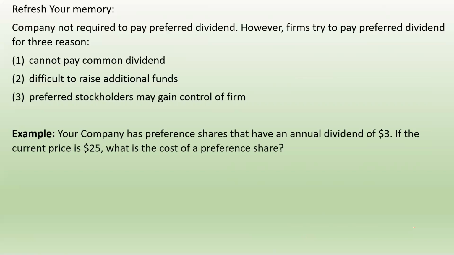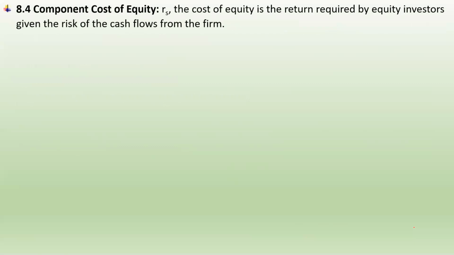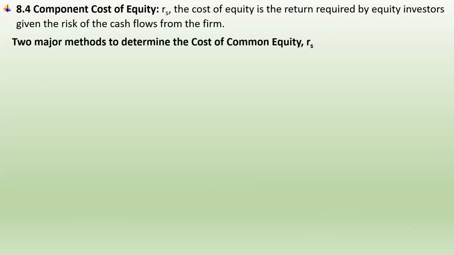Another example as a practice, if your firm has preferred shares with an annual dividend of $3 and the current price is $25, the cost of preferred stock will be 12%. So the last component is the cost of equity, which is the interest rate or the percentage rate of return the firm has to pay to use the common equity capital. There are two methods to determine it, which is RS here.